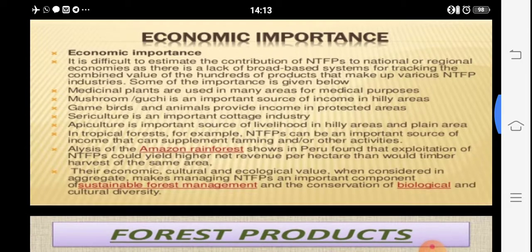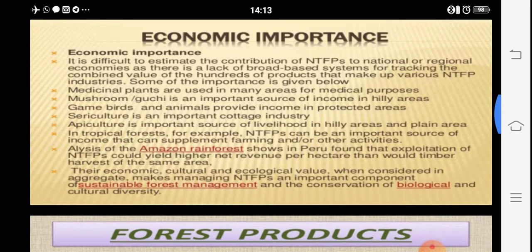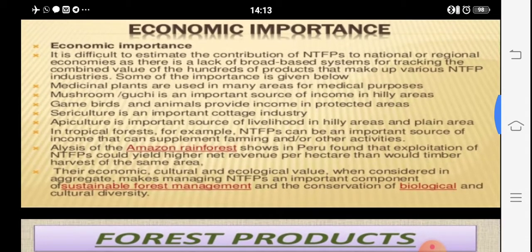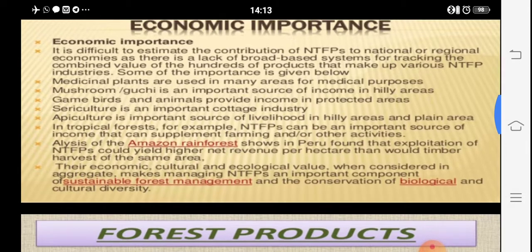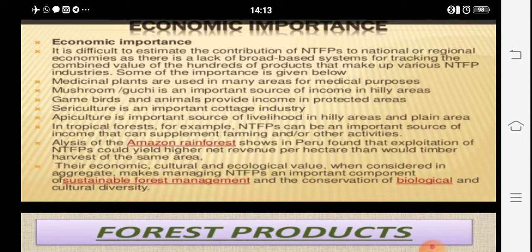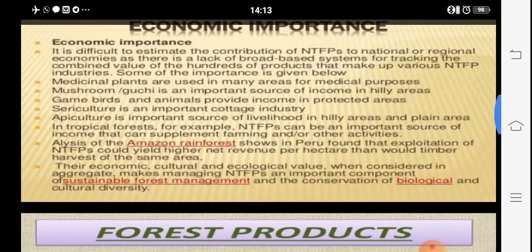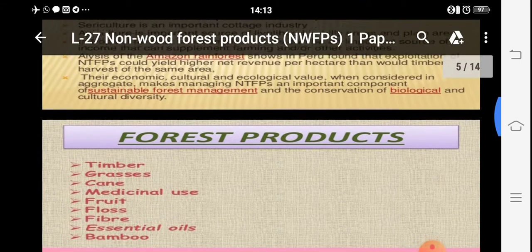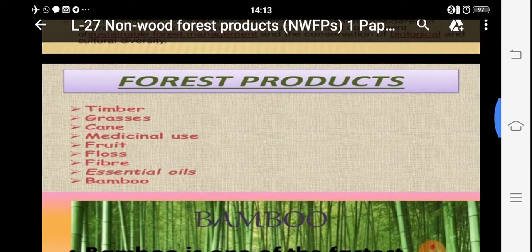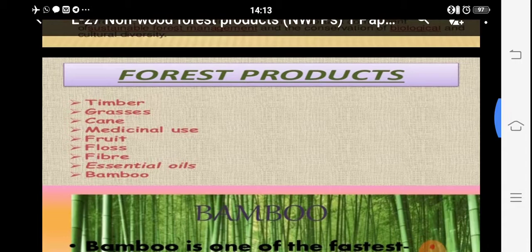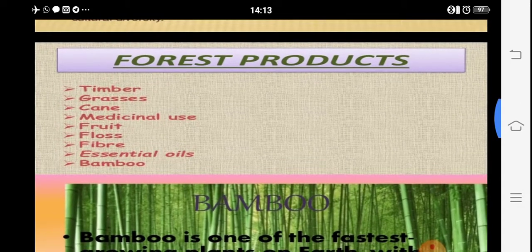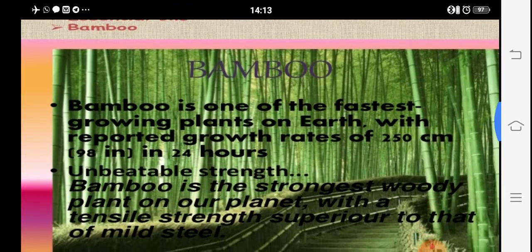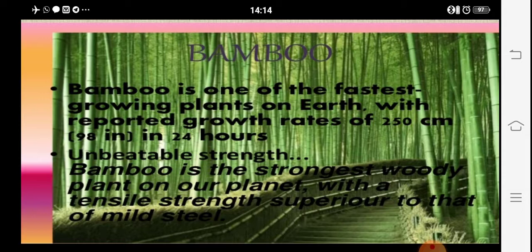particularly, and therefore we know medicinal plants, mushrooms, then birds, or in agriculture there are some tropical areas where some rare plants are used for curing diseases. So therefore this economics is also important. In the forest products we know timber, grasses, cane, medicinal use, fruits, floss, fibers, essential oils. So as per our syllabus the first example is bamboo.